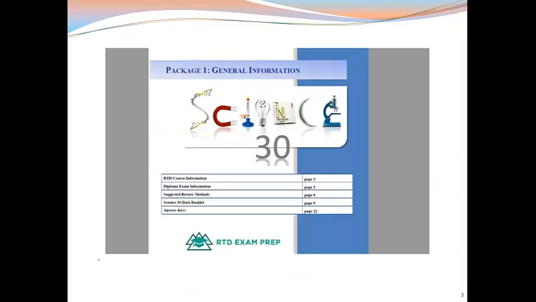Now, let's look at the packages that you have provided to you. You have package number 1, which is a very important package because that is going to be the package that's going to let you have your Science 30 data booklet. We're going to refer to that data booklet, and it's going to allow you to just highlight those key points that are going to help you be successful.